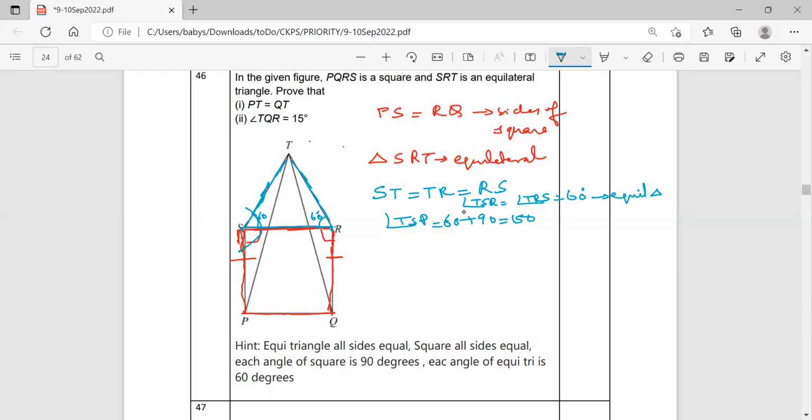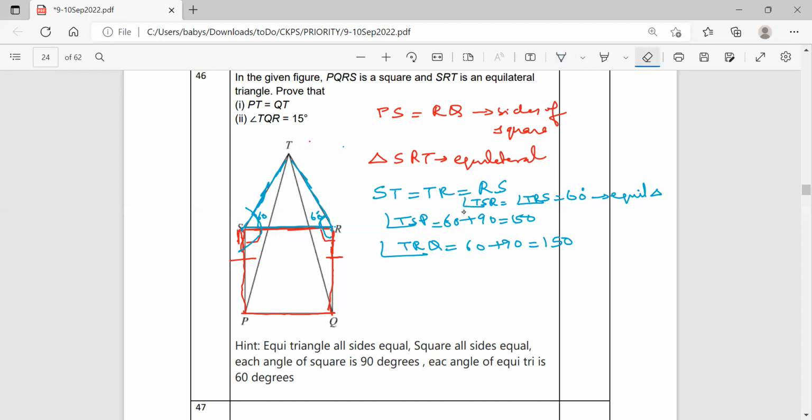Likewise, what is angle TRQ? It's an entire thing, isn't it? Angle TRQ is what? It is again 60 plus 90, which is also 150 degrees. So what does it tell me? So you have two triangles, isn't it? You have two triangles which are congruent. Yes. You see, you have to look at triangle TSP.